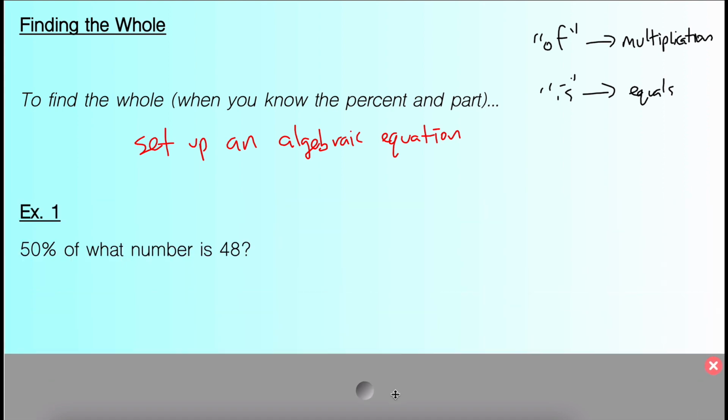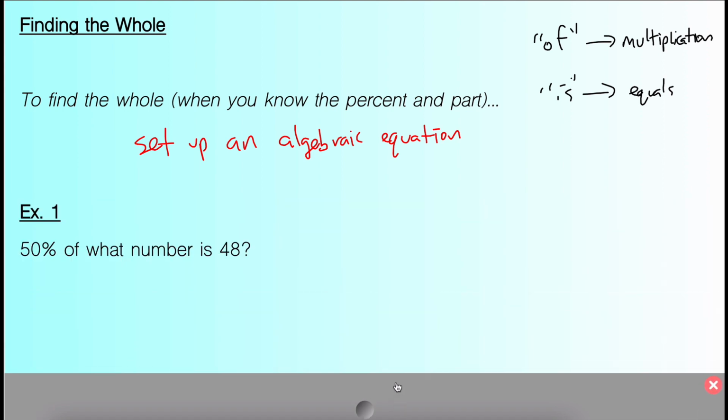In example 1, it says 50% of what number is 48? All you need to be able to do to solve these problems is go back in time to our algebraic equations chapter. We practiced translating, meaning turning sentences into algebra problems. And let's do that with this one. Here's every piece of this problem.